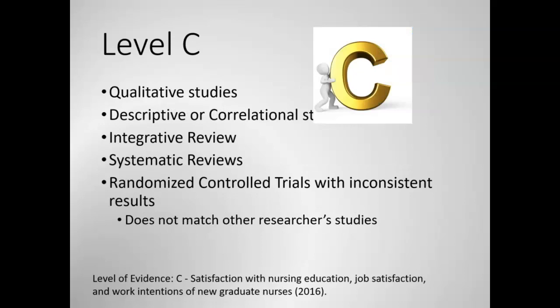Level C, usually qualitative studies. Sometimes they say we're a descriptive or correlating study. There could be integrative reviews or systematic reviews. They could be a randomized control trial, but they have inconsistent results, which means if I did it in New York City and then did it in Dallas, Texas, the results would not match, or they did not match previously. Or we can redo it in California or Washington State, and they wouldn't have the same outcome. That's why it's qualitative studies.